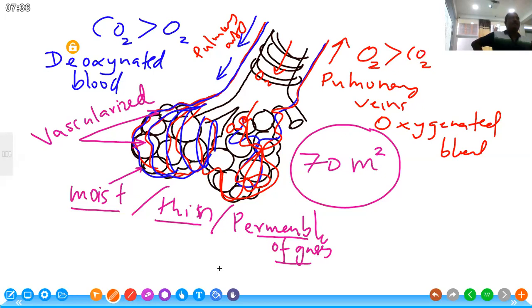Fourth one: it is permeable for gases. Right. That is gas exchange, the second step of respiration. Gas exchange occurs in the alveoli.